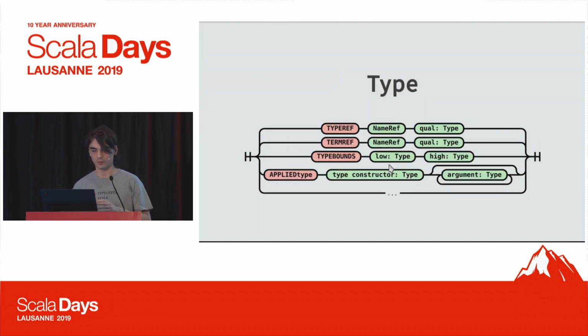And then the other important part is types themselves. So types, there's also a lot of them, as you might have guessed. But a few interesting ones that you might recognize are type bounds. So this is when you write supertype of something, subtype of something, we represent that with a type bounds tag, followed by the representation of the lower bound, followed by the representation of the higher bound. And the type application, like List of Int, that's represented with an applied type tag, the representation of List, and then the representation of its arguments, which can be zero or more.